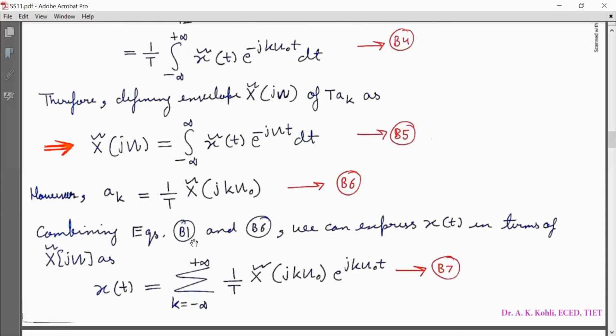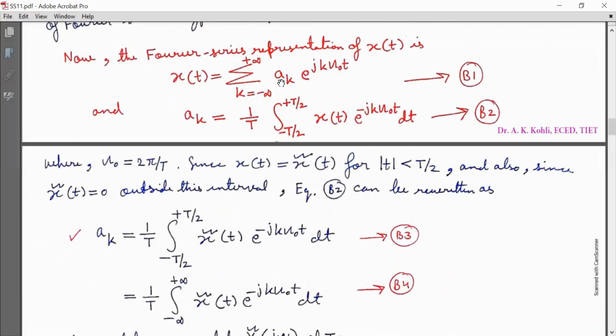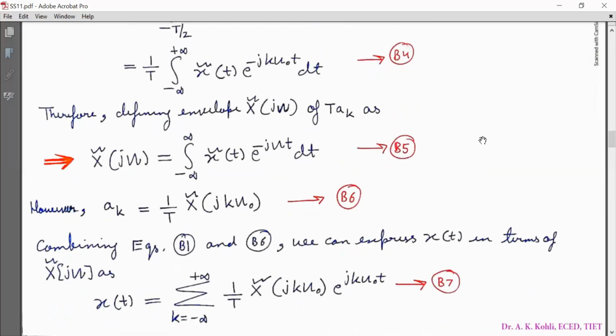Now combining equation B1 and B6, look at this, B1. Now I will substitute the value of a_k here. Combining equations B1 and B6, we express x(t) in terms of X(jω) as x(t) is equal to summation k running from minus infinity to infinity 1 by T X(j k Ω0) into e raised to power j k Ω0 t. Mark it as equation B7.